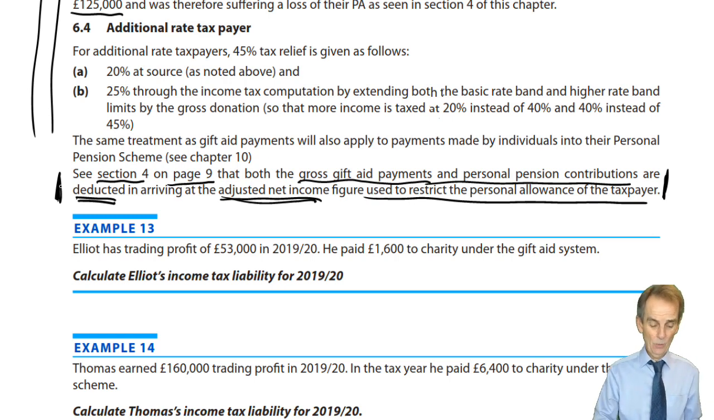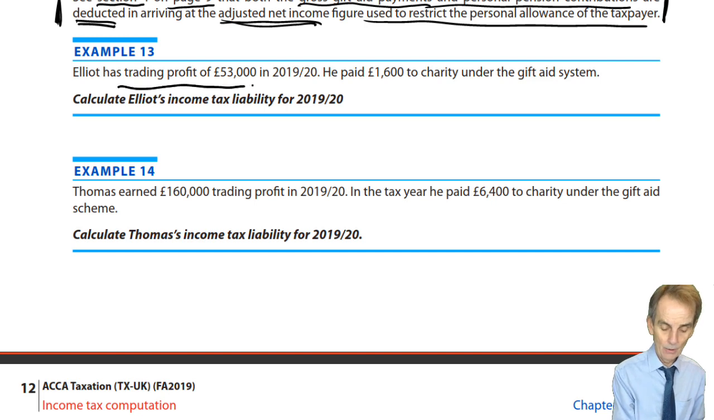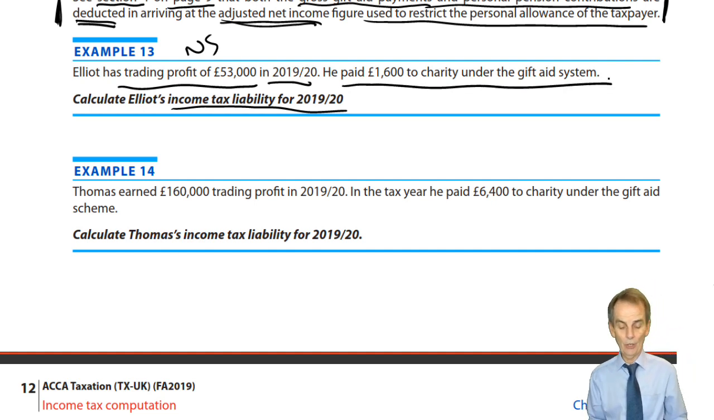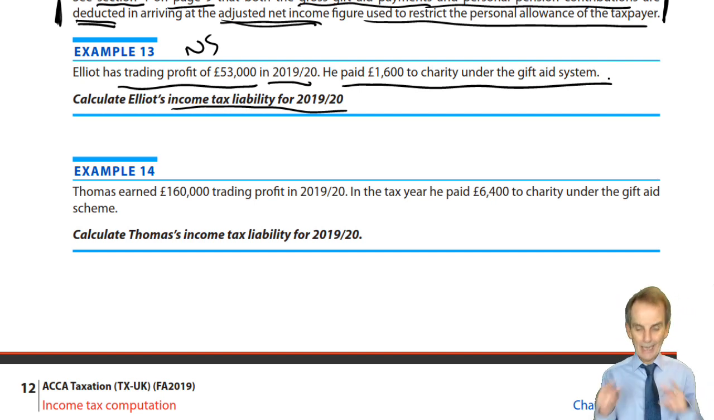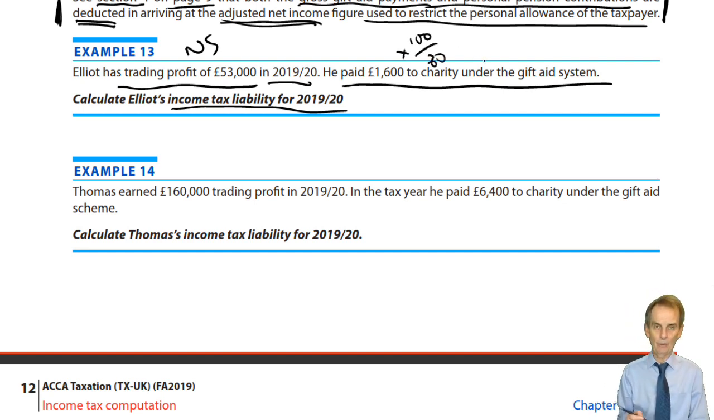Okay, so look at what we have here therefore in terms of example 13. Again, a relatively simple one in as much as we just have one source of income, trading profit, non-savings. 1920, we've got to get income tax liability for 1920. He paid £1,600 to charity under the gift aid system. It does not say next to the £1,600 in brackets gross. Therefore, the amount paid is the net figure. So what do we do? Times 100 over 80 to give you the gross figure.